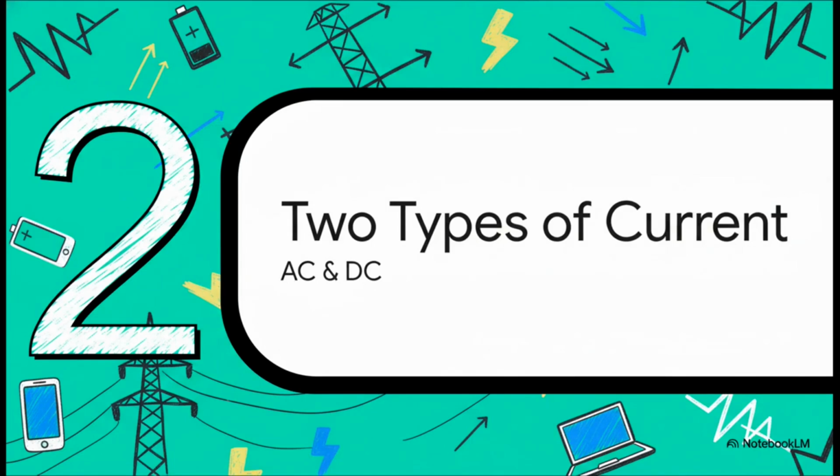Okay, so we've got the basics down. But there's another really important piece to the puzzle. Turns out, electricity isn't just one thing. It comes in 2 different flavors, and they power our world in totally different ways. We're talking about alternating current and direct current.